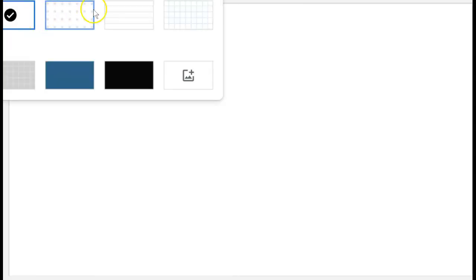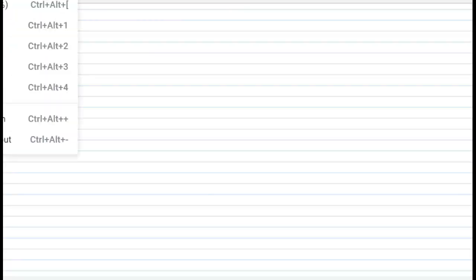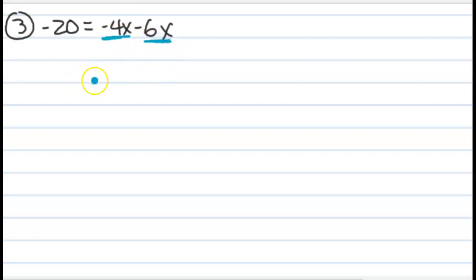All right, I'm going to move on and do just 2 more examples here. So let's get on with example number 3. I have negative 20 equals negative 4x minus 6x. So this is one of those cases where I want to go and simplify my like terms first.